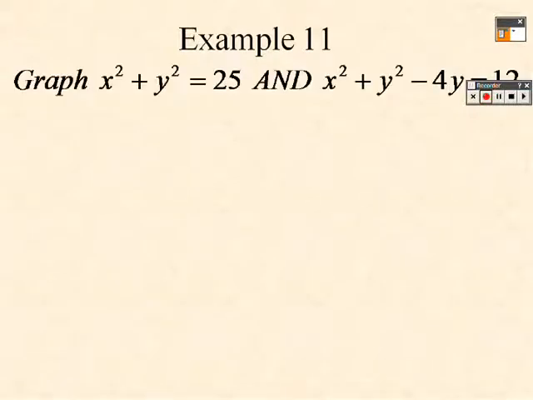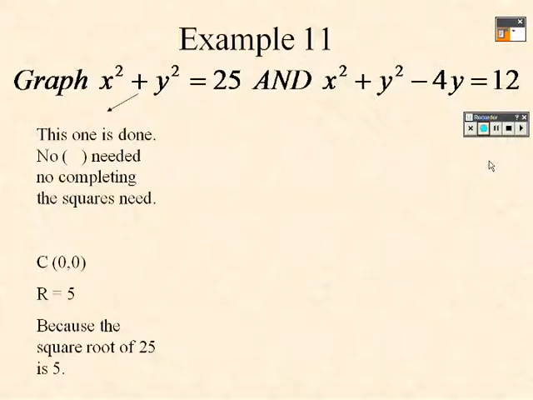So example 11 now. Graph them. We need to graph these two circle graphs, and let's see what we get. This one is done. There's no need to move anything in parentheses, because basically what this is saying is it's x plus 0 squared and y plus 0 squared. So this one's done.